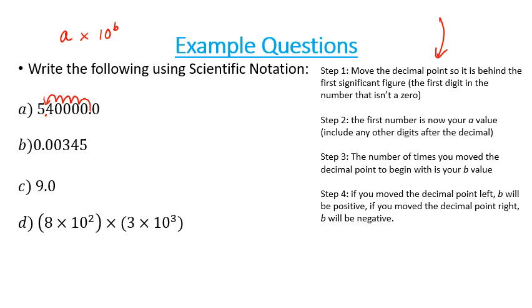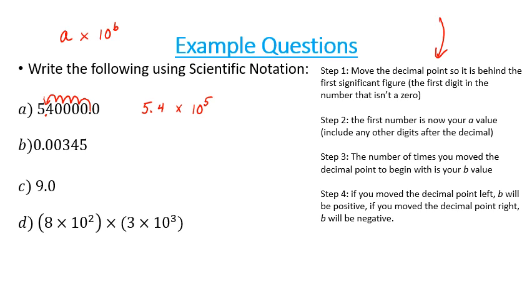So this is going to become 5. The first number is now your value a. Include any other digits after the decimal point. So in this particular case, it's 5.4. I'm not going to include any zeros, just 5.4. The number of times you moved the decimal point to begin with is your value for b. So this becomes times 10 to the value of 1, 2, 3, 4, 5, because I moved it 5 times.